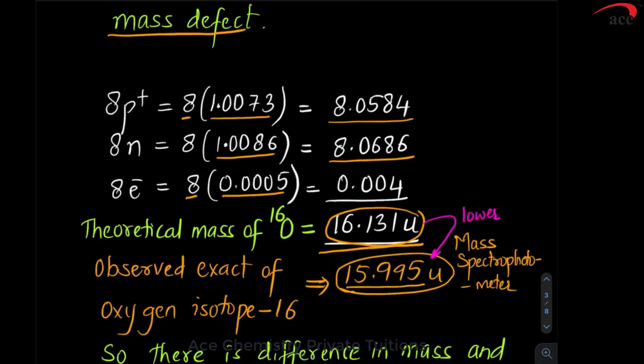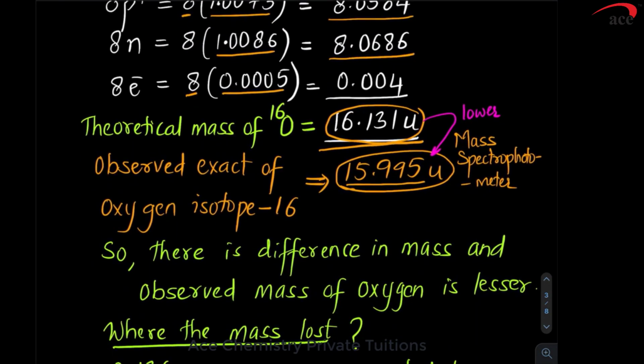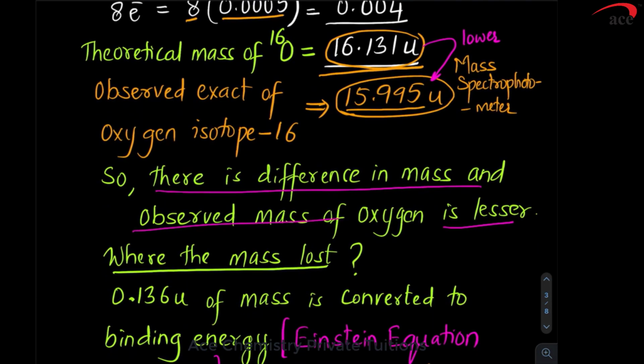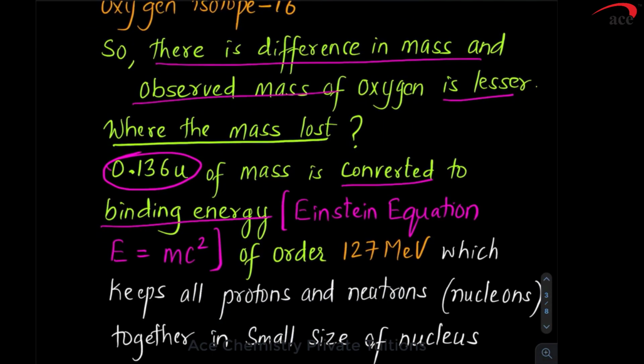What realization are we able to do? This mass is lesser or lower. That means there is a difference in the mass. The difference in the mass, right, observed mass is lesser, very small. It is 0.136 U. But that small mass is converted to energy called as which energy? Binding energy, by using Einstein's equation.